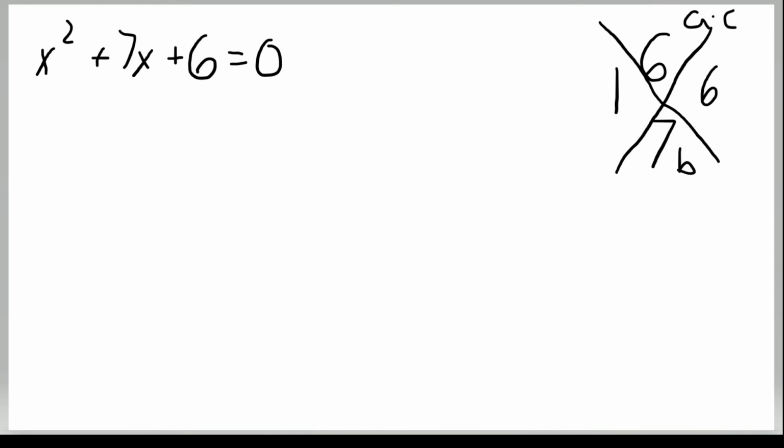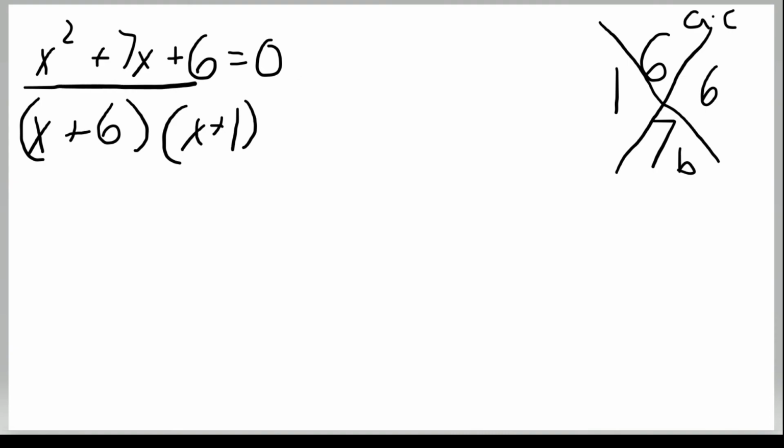So now from that, you can look over here at this equation and then just use your 1 and 6: x plus 6 and x plus 1. Put those in parentheses. And that's the answer. That's how you use the diamond method to solve this equation.